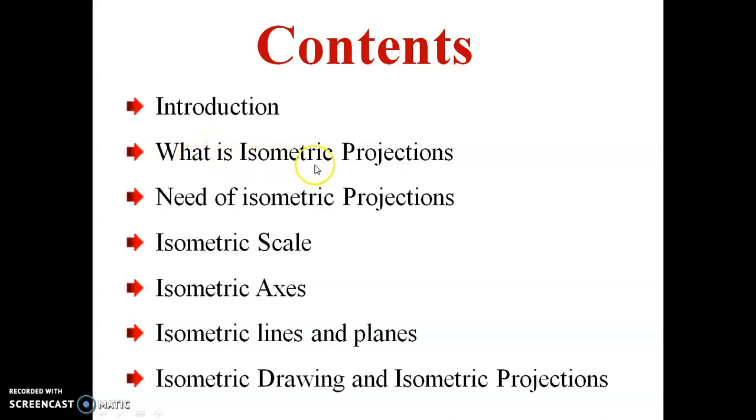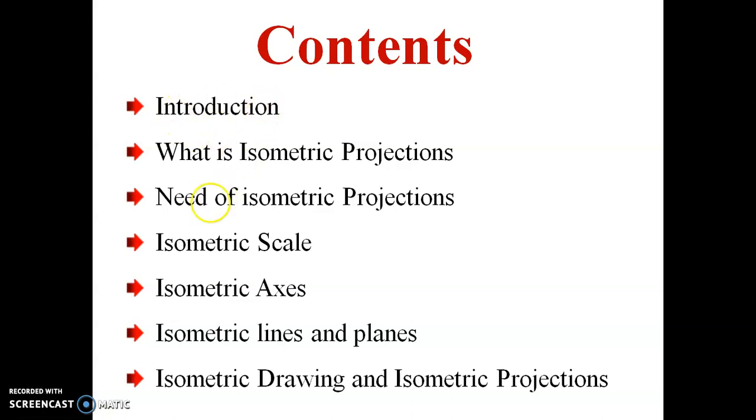Second, what is isometric projection, then need of isometric projection, then isometric scale, isometric axis, isometric lines and planes, isometric drawing and isometric projections. So first of all, we have to understand what is isometric. Isometric is a combination of two words, iso and metric, where iso stands for equal and metric stands for measurement. So you will be having equal measurements during isometric projection.